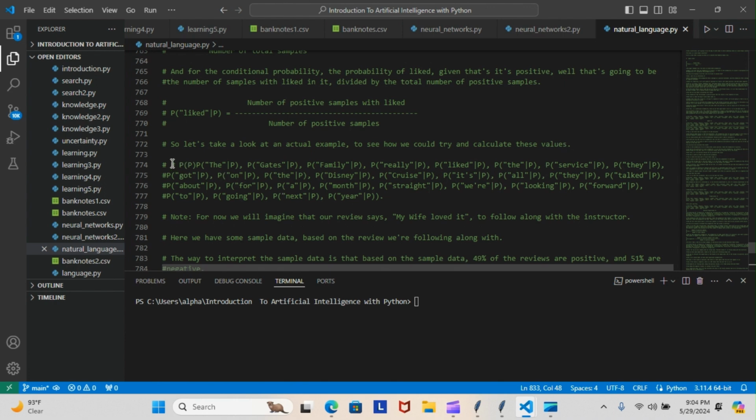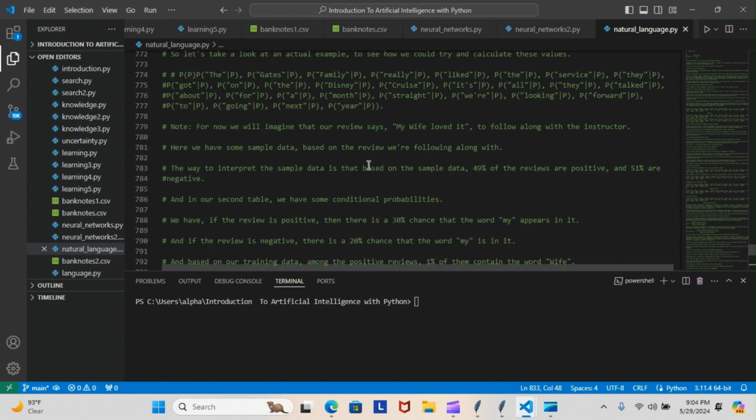Now, I was going to use my own review example, but it was way too long for what we are going to do, so I'll explain when we get there. For now, we will imagine that our review says "my wife loved it" to follow along with the instructor. Here we have some sample data based on the review we're following along with. The way to interpret the sample data is that 49% of the reviews are positive and 51% of the reviews are negative.